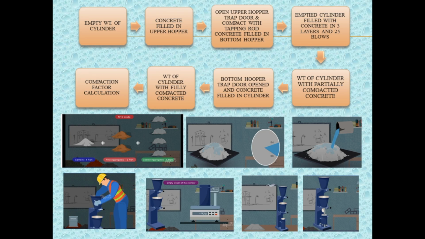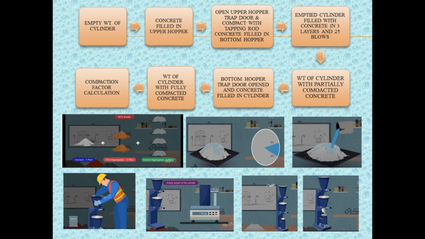Now mix the fresh concrete. The inner surface of the hoppers and the cylinder is made free from moisture and greased. Close the trap doors of the hoppers. Measure the empty weight of the cylinder as W1. Fill the fresh concrete on the top hopper using a trowel without compacting. Then open the trap door of the top hopper and concrete flows to the lower hopper.